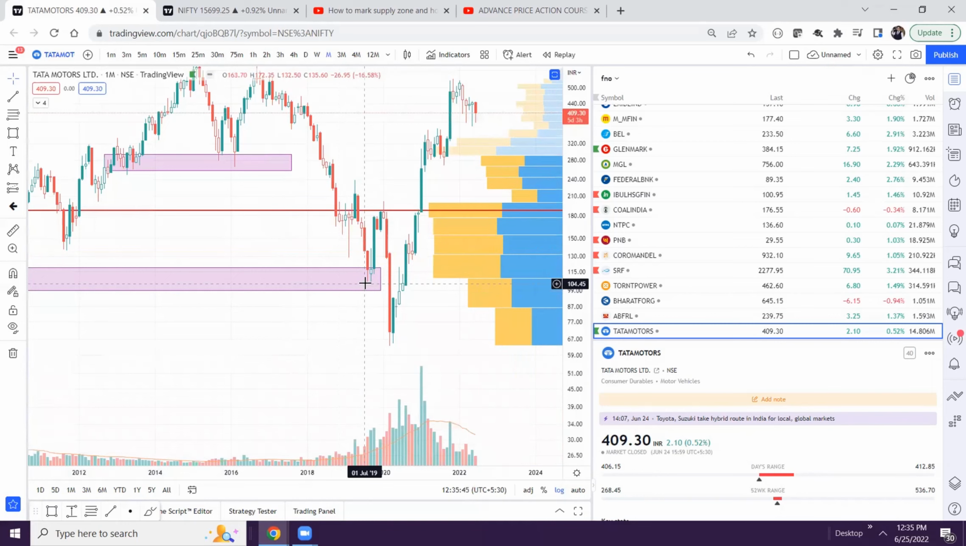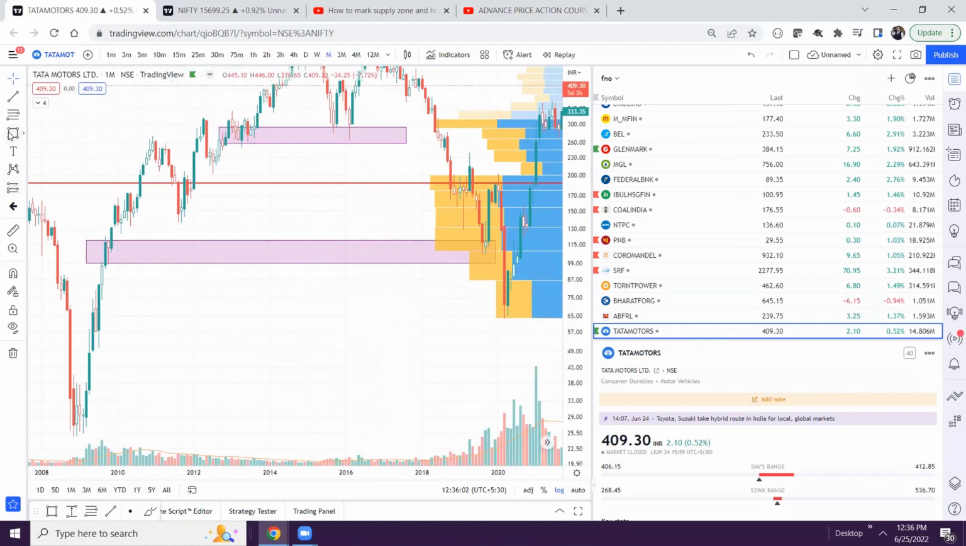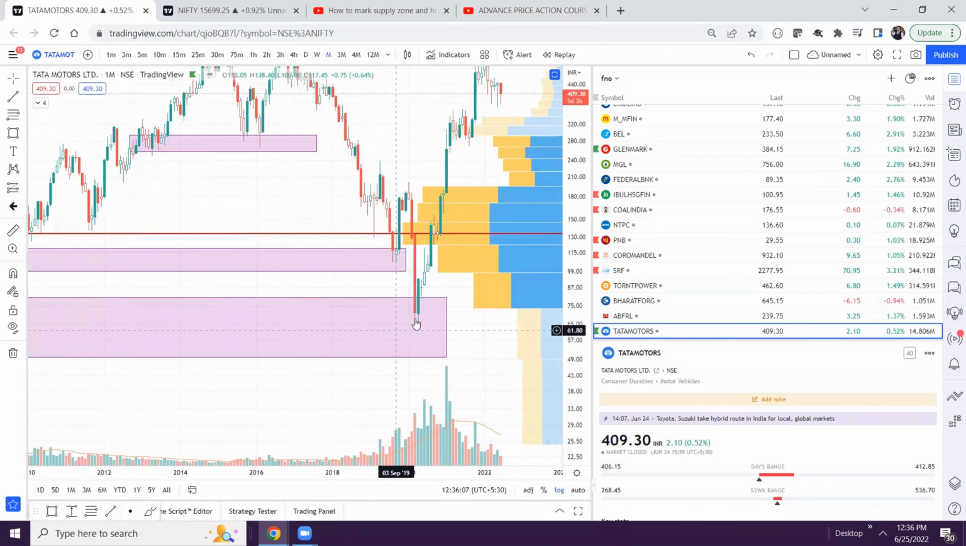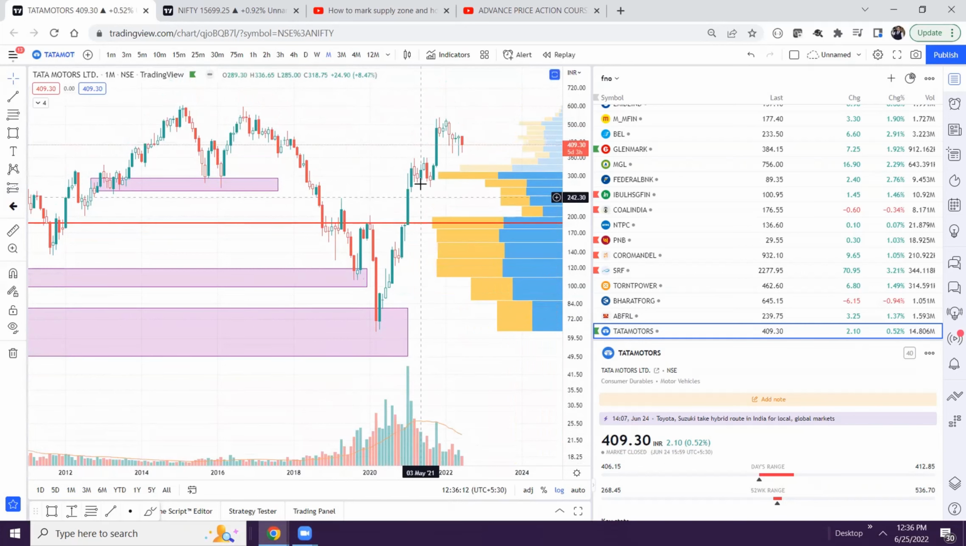This was back in 2019, when Tata Motors reached 100 levels, and from that it again gave a 100% movement and reached 200. During COVID times, it fell again and made a low of 64. And if you see on the left side, this is again a demand zone. Again you can see this movement from 65 to around 500 levels.